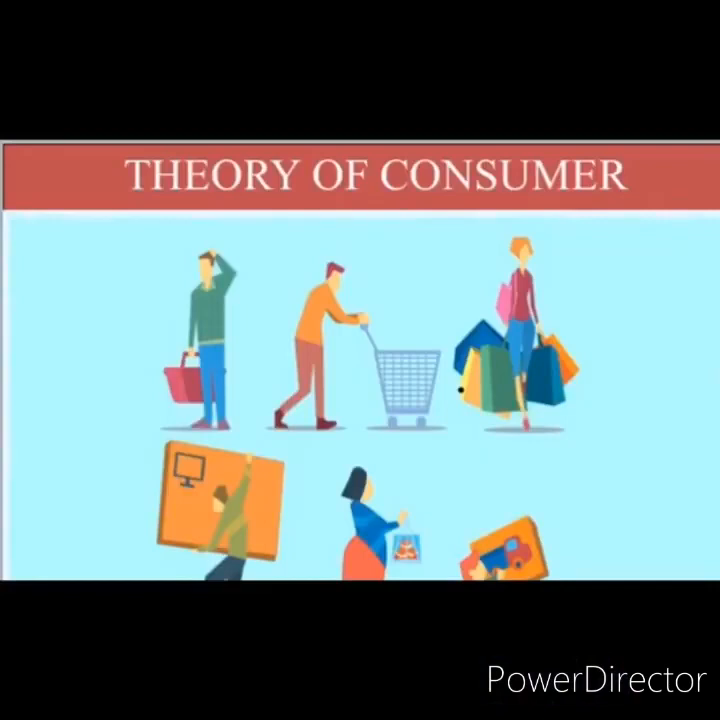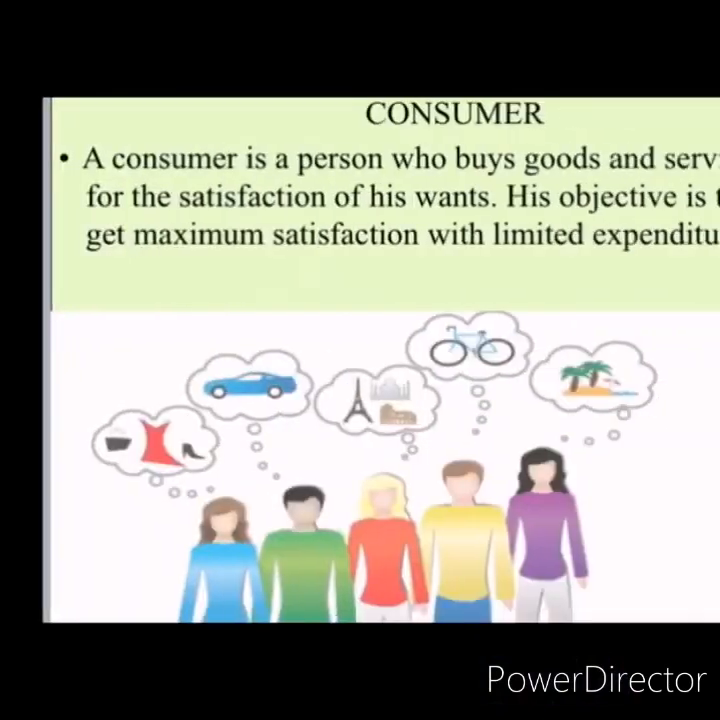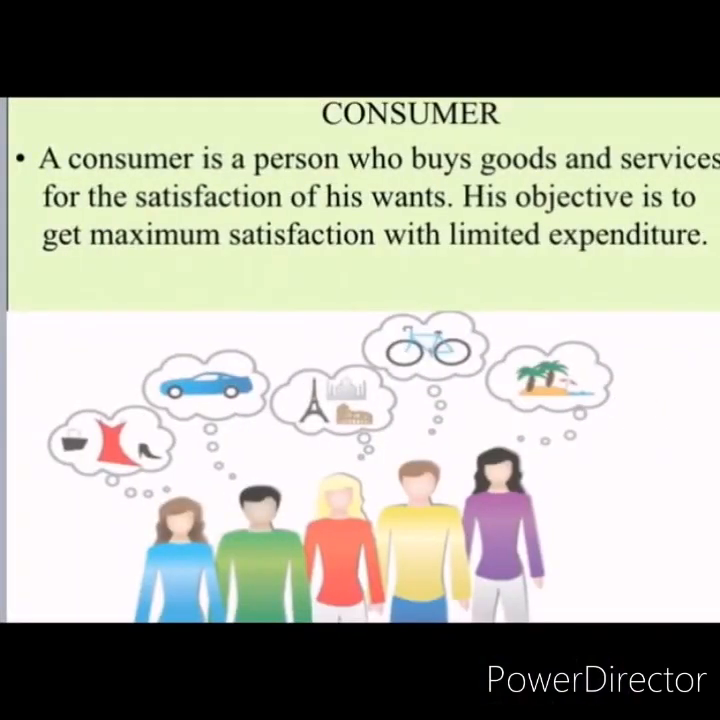The chapter is Theory of Consumer. First of all, we need to understand the meaning of consumer. A consumer is a person who buys goods and services for the satisfaction of his wants. So if any person consumes any goods and services to satisfy his or her want, that person is said to be a consumer. And the main objective of a consumer is to get the maximum satisfaction by spending the limited amount of income.